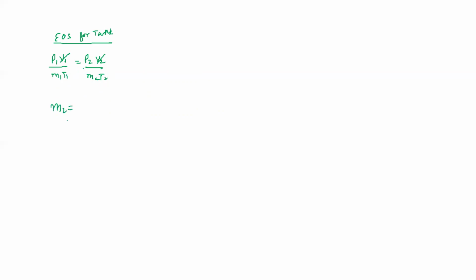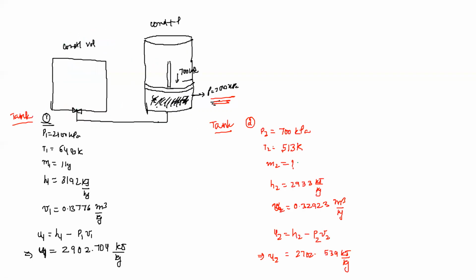So when we calculate, we get M2 as 0.421 kg, because from here we'll get M2 as P2 into M1T1 by P1 into T2. So we get this 0.421 kg. That is the mass of steam in state 2. So M2 we have found as 0.421 kg.